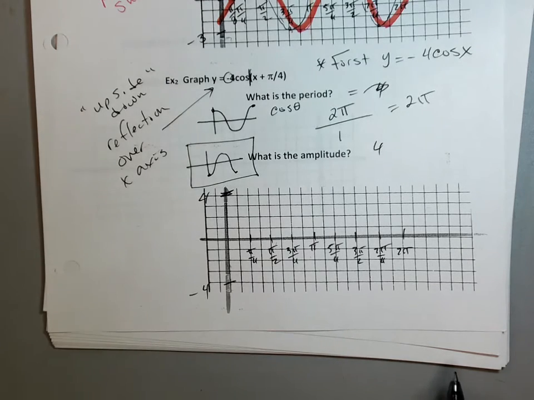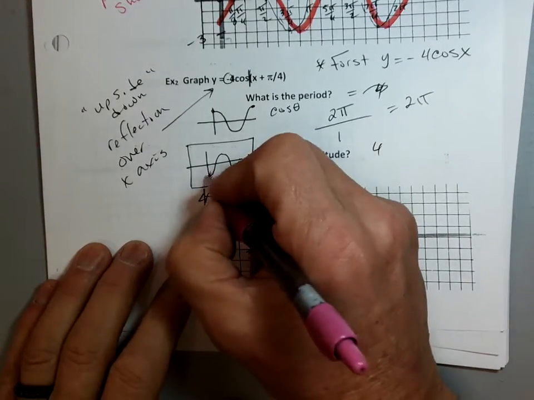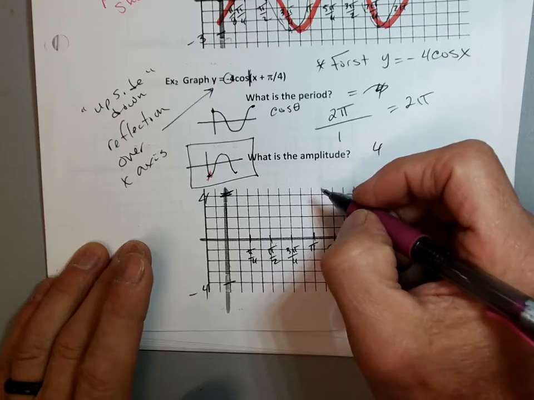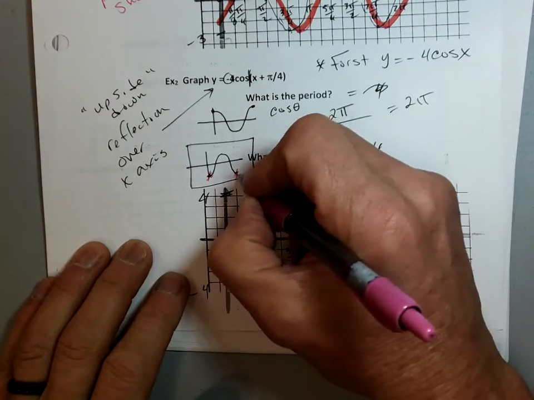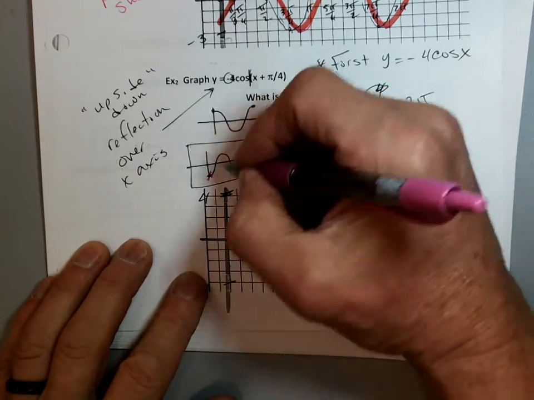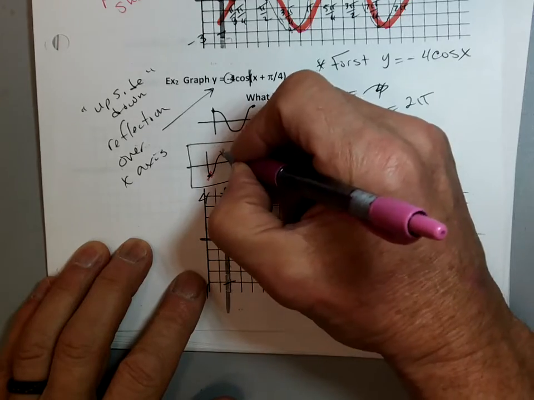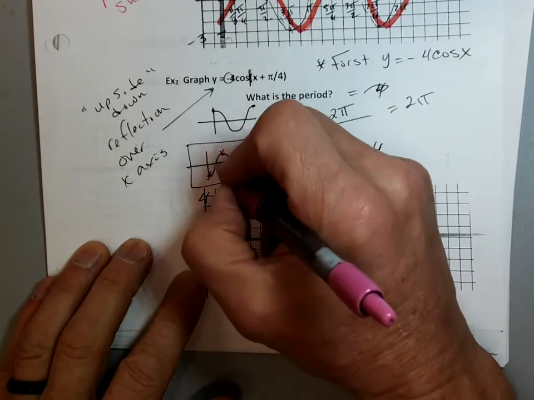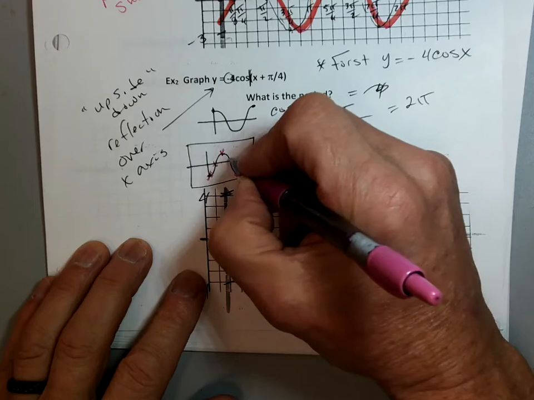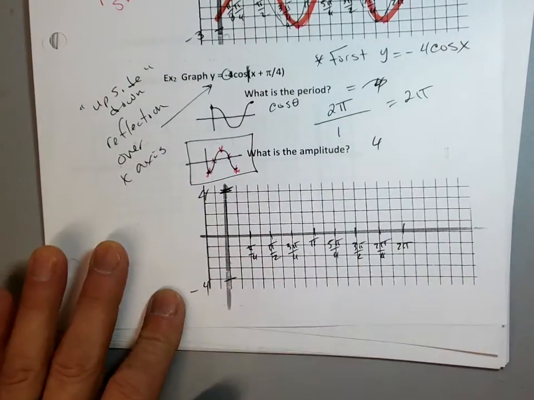So I know that cosine has its 5 important points. It really does. It's got its beginning, which is down, right? It's got its end, which is down. Its middle is all the way up. 1/4 of the way it goes through 0, and 3/4 of the way it goes through 0. So those are my 5 important points. Let's see if I can put those on here.